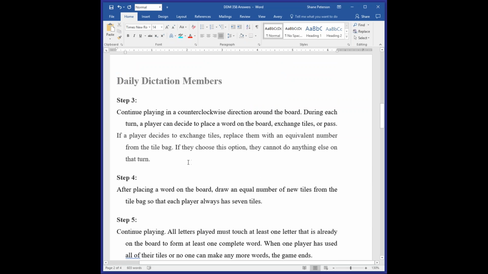Step 3. Continue playing in a counterclockwise direction around the board. During each turn, a player can decide to place a word on the board, exchange tiles, or pass. If a player decides to exchange tiles, replace them with an equivalent number to the tile deck. If they choose this option, they cannot do anything else on that turn.